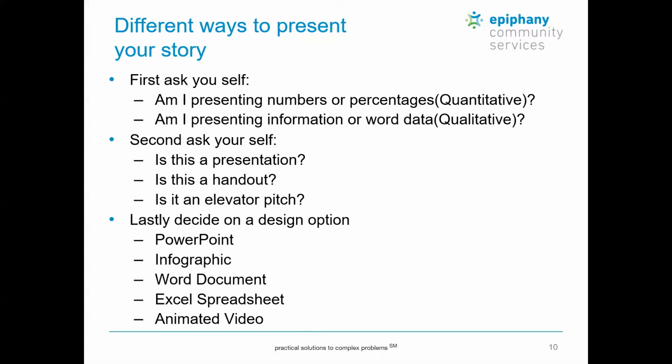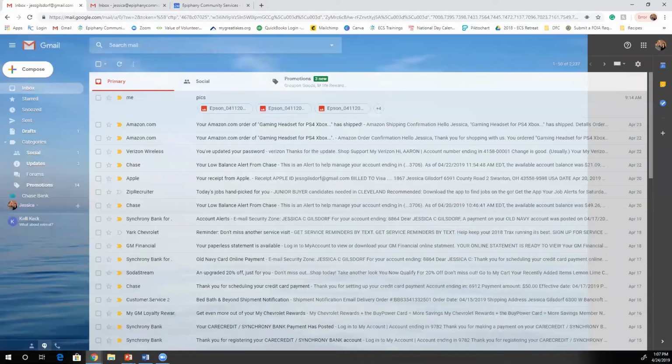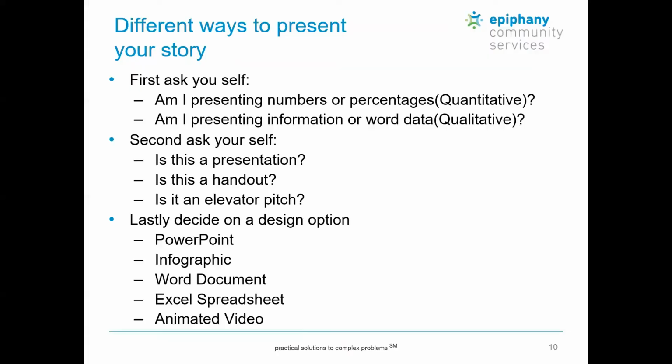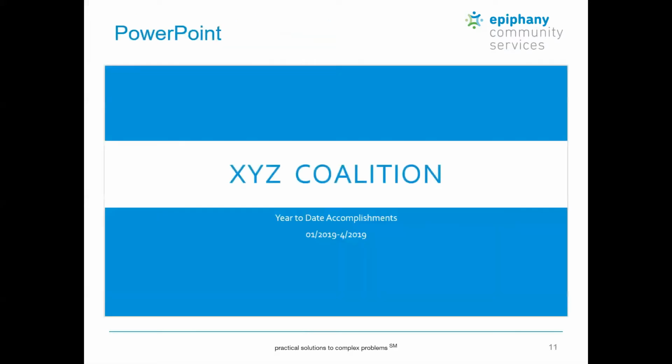And then lastly, really examine your options. I talked about a handout like a PowerPoint, it could be a Word document, it could be an Excel document, it could be an infographic, it could be an animated video as well. And we're going to actually walk through these in a second here. The first thing I want to talk about is going to be a presentation. We're going to walk through some examples here.